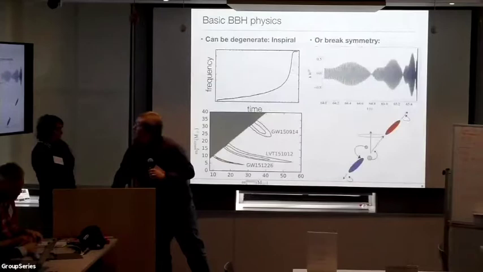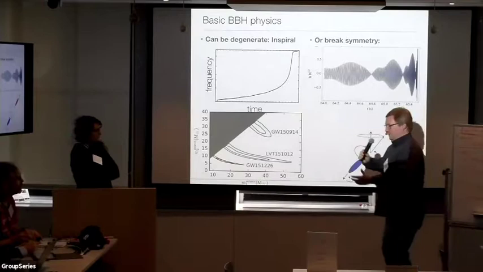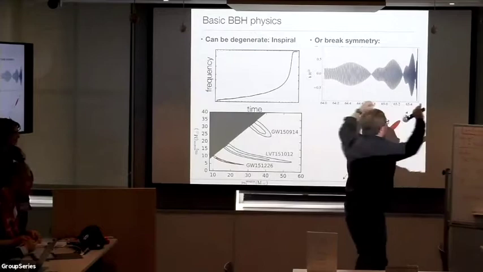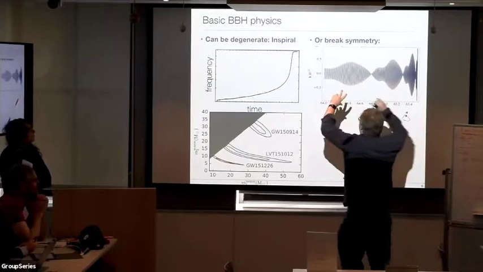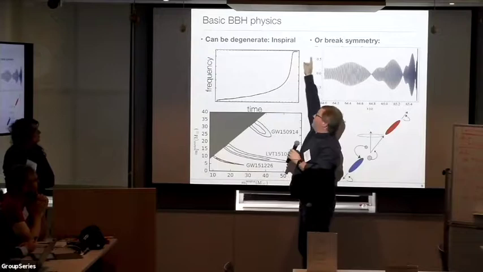Well, there's one thing that's probably apparent: we can say how long it took to get from point A to point B. Slowly spiraling in, emitting gravitational radiation, getting into a tighter and tighter orbit. Those coalesce and merge and ring down.